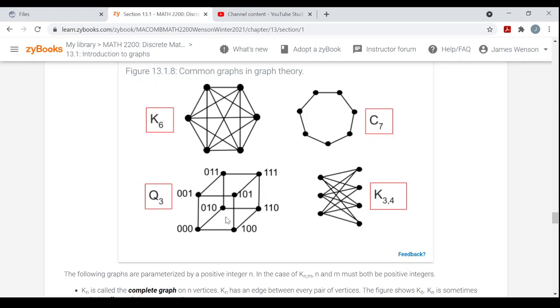This Q graph here, where every vertex is labeled by a bit string of 1s and 0s, is called a hypercube. And the subscript is the length of the bit strings. You see how every single label of the vertices here is a bit string of length 3.